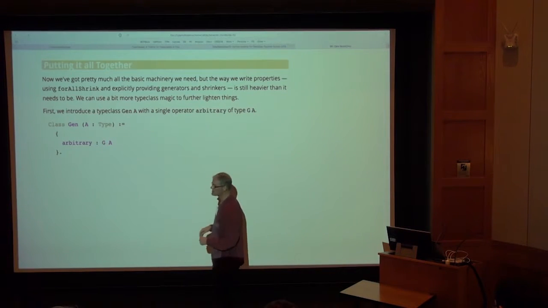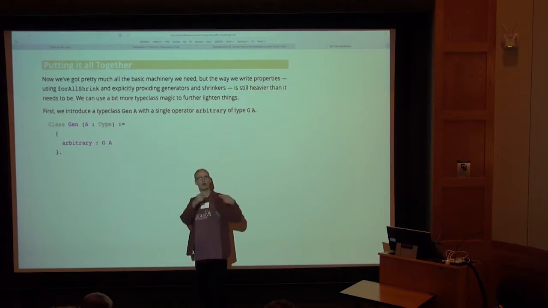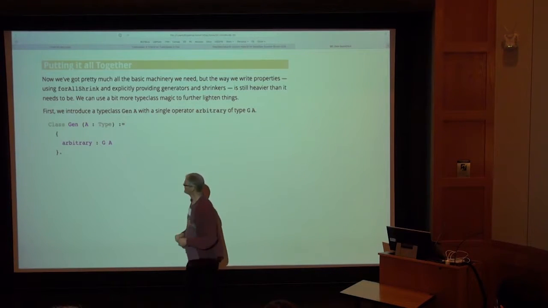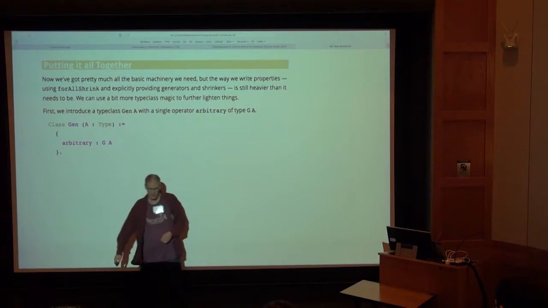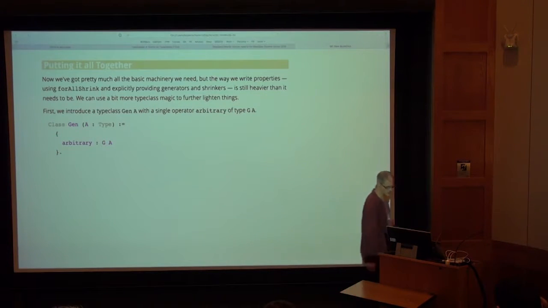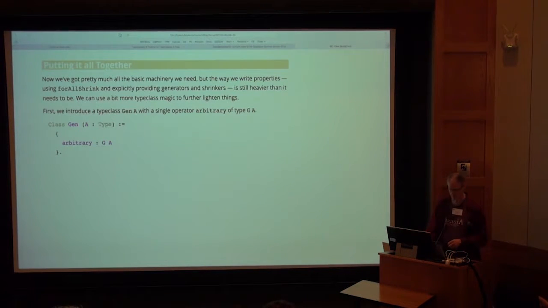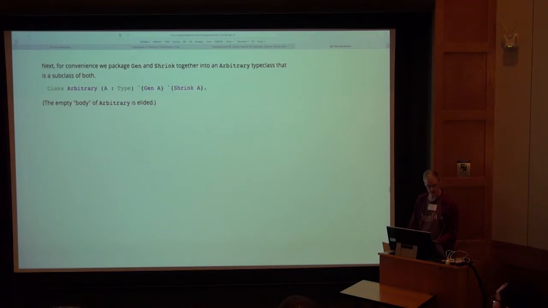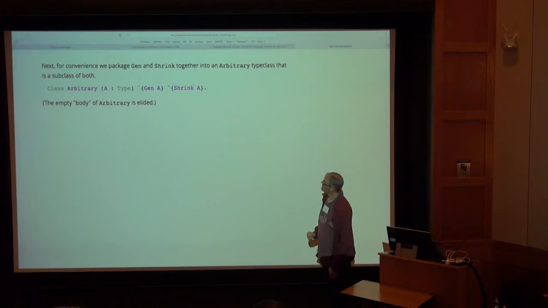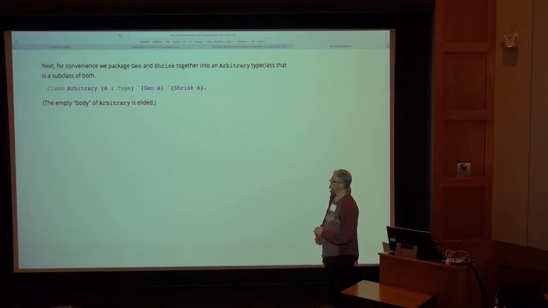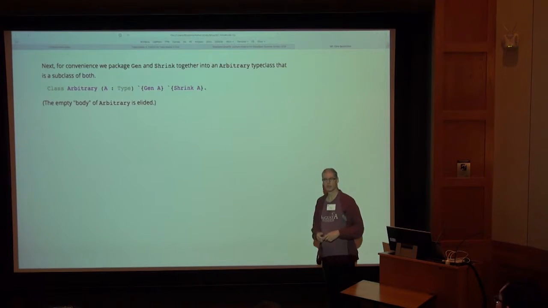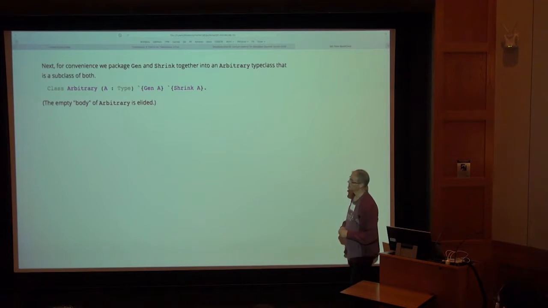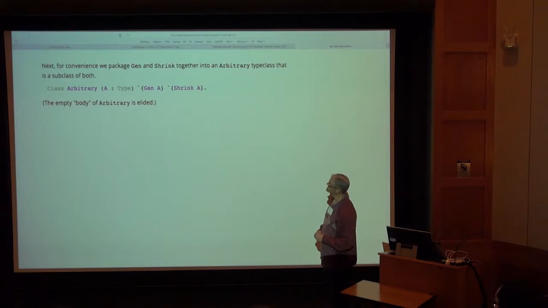We have a type class for types that we know how to build generators for. And the one operation in that type class, following Haskell's terminology, is called arbitrary. And now we can make gen instances for all of the things that we've built generators for. And then it's also convenient to have a type class that packages together both generation and shrinking, because we typically need both of them together. So the arbitrary type class does that.